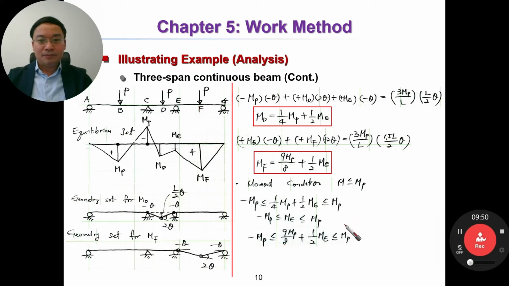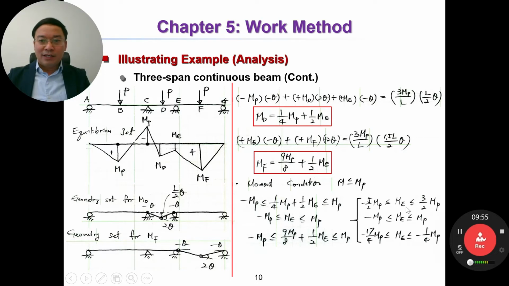Okay, let's see. The first equation, we have ME in the range of greater than minus 5/2 of MP and smaller than 3 divided by 2 of MP. And here, the second equation, same. The third equation, we have ME greater than minus 16 divided by 4 MP, and it should be smaller than minus 1 over 4 MP.